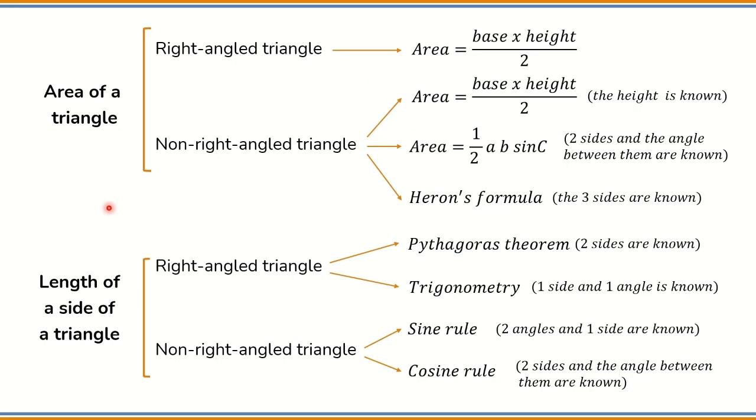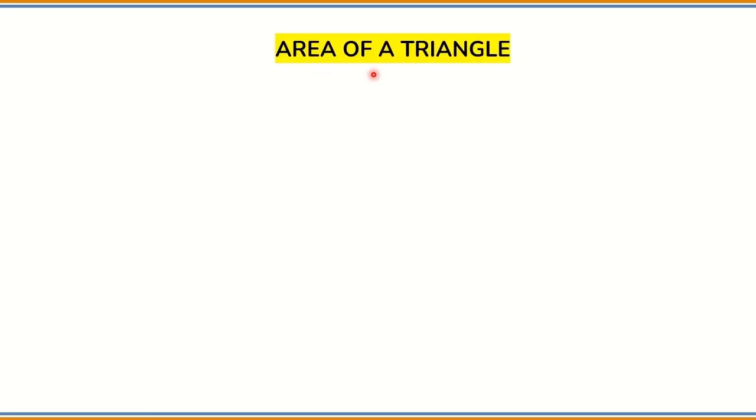Here is a diagram showing the different methods we can use to calculate the area or the length of a side of a triangle, depending on whether it's a right angle triangle or a non-right angle triangle. We are going to start with the area of a triangle. We have three different cases.